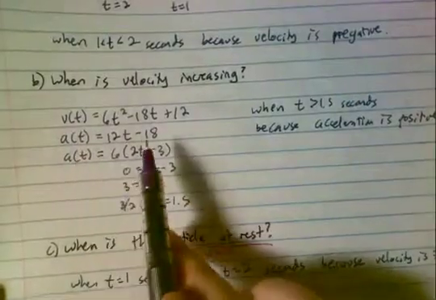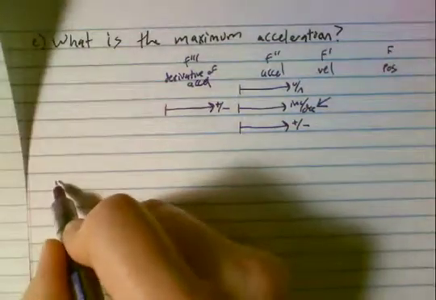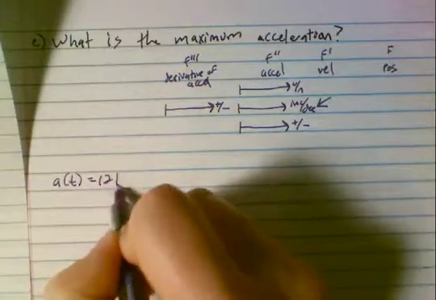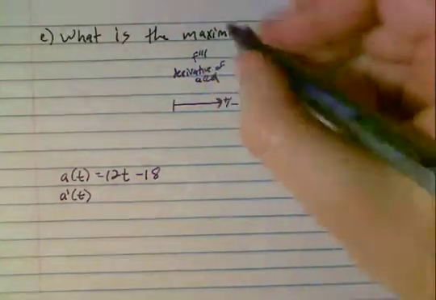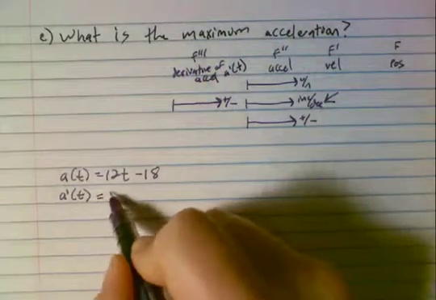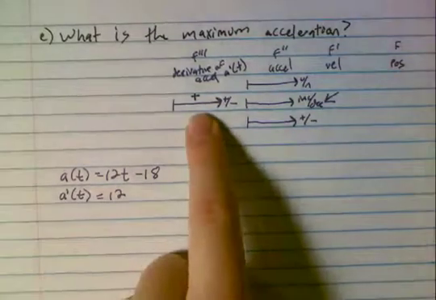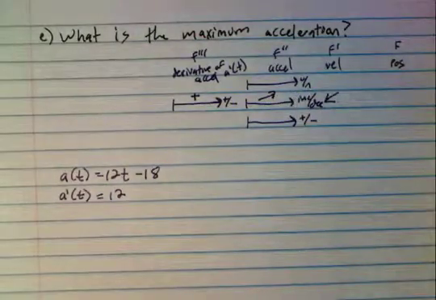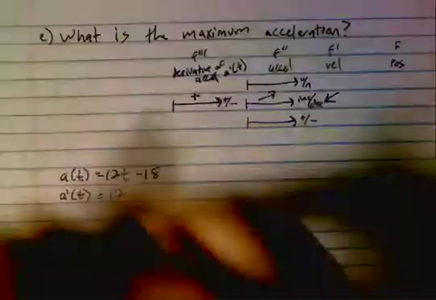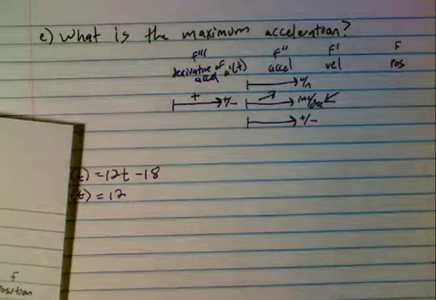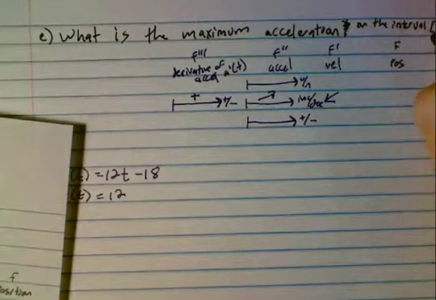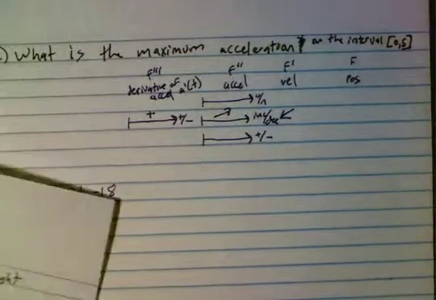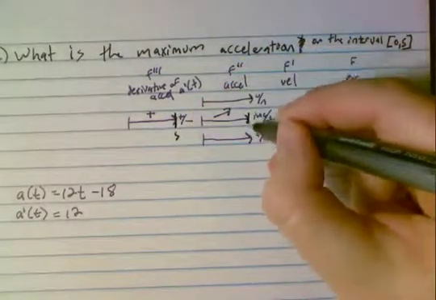So if I come back to here, I know that acceleration is 12t minus 18. The derivative of acceleration then, so let's label this a prime of t, is going to be 12. So that means that this is always positive, this is always increasing, and increases forever, so I think I ought to have some bounds on here. What is maximum acceleration on the interval 0 to 5? So let's bound this at 5.